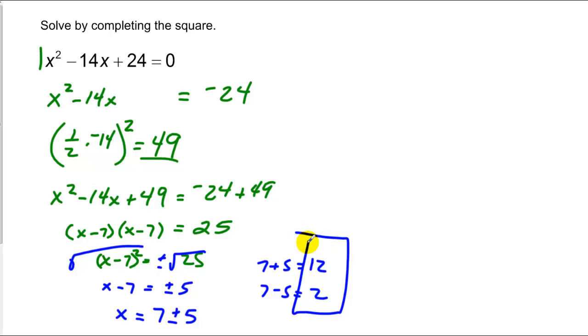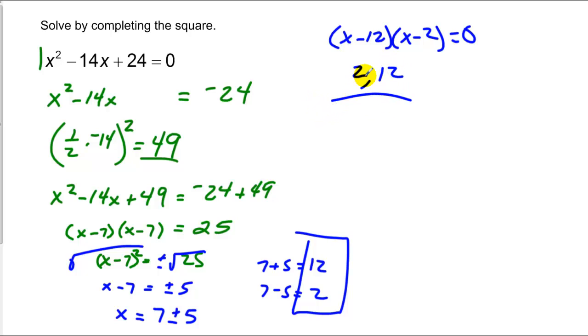So I get values of 12 and 2, which means this actually would have factored. And you'll see what multiplies to 24 and adds to negative 14, that's x minus 12, x minus 2. Like I said, this is just another way to solve a quadratic. It really helps when the quadratic doesn't factor. Clearly when it factors, I'd go ahead and factor unless they tell me to complete the square.